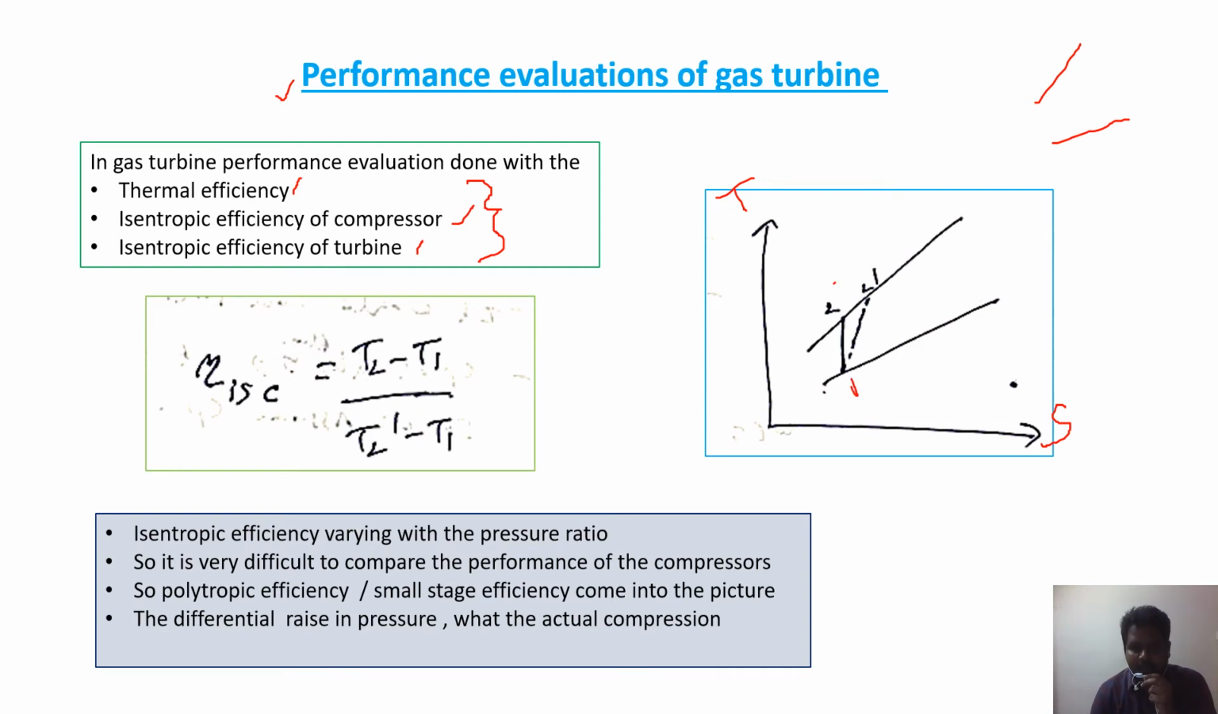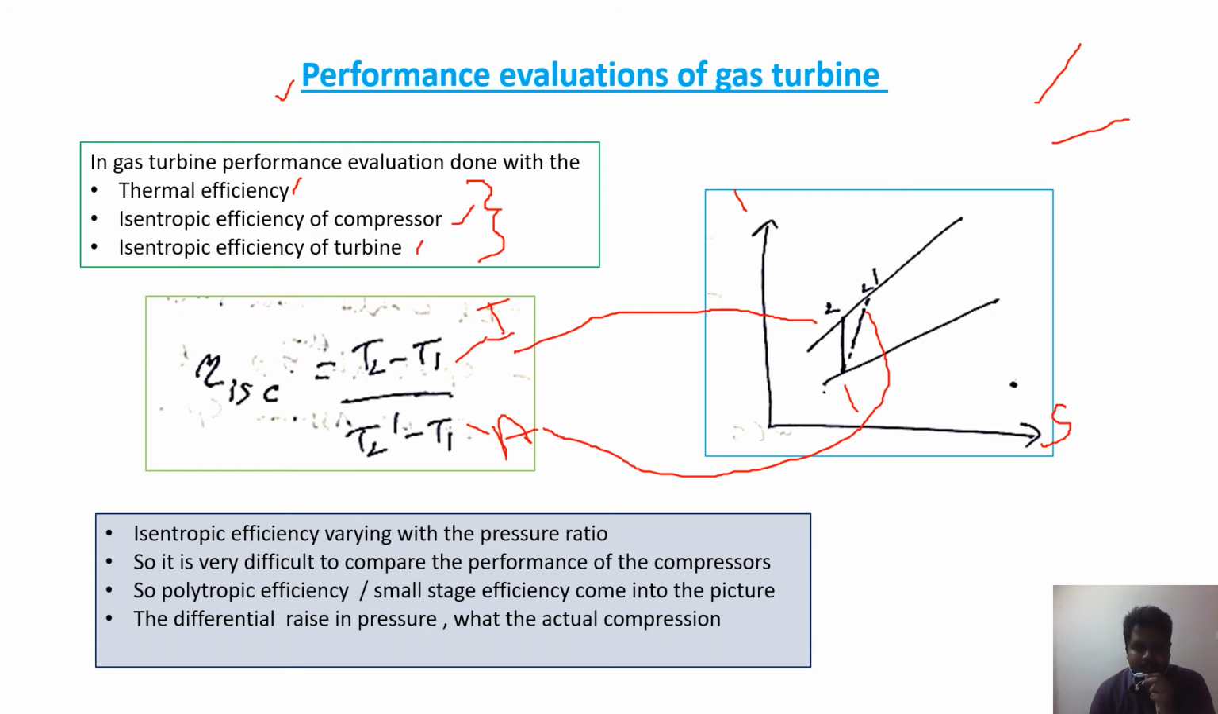Okay. Now let us see. Here process 1 to 2 is the isentropic compression process in the compressor. But 1 to 2 dash, if we consider the losses, the line is an inclined line. So from this, isentropic efficiency of the compressor we can write as ideal work divided by actual work. Ideal work is T2 by T1 dash, actual work is T2 dash by T1.